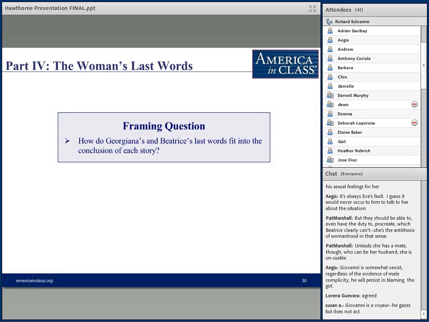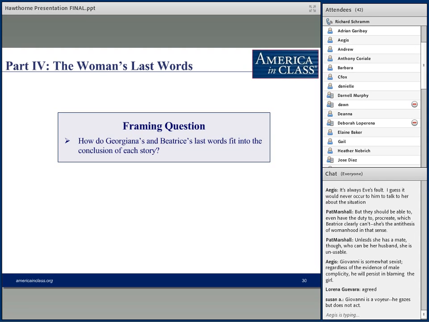Yeah, I think it's interesting that Giovanni comes from Lombardy, and Lombardy is always associated with sunshine. And then when he comes to Padua, if I'm not mistaken, the description of Padua is that it's gray. So things are not as clear as they were back in old sunny Lombardy. Here we have Susan writing, Giovanni is a voyeur. He gazes but does not act.